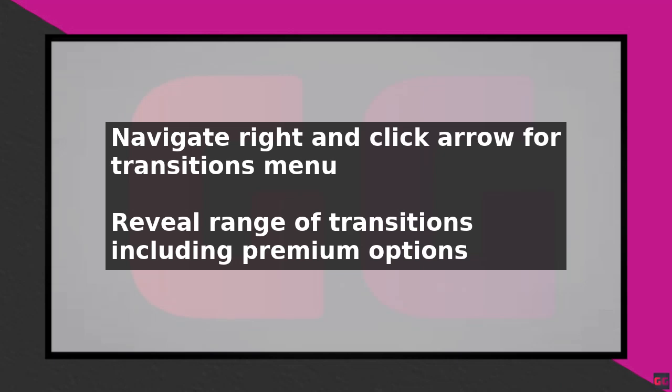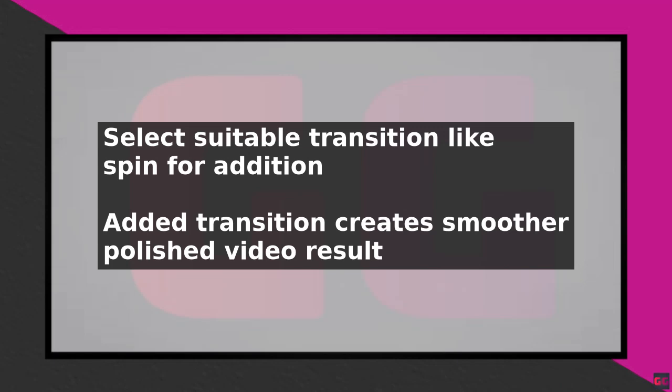With the clips selected, navigate to the right and click the arrow to reveal the Transitions menu. Located at the bottom, this will display a range of transitions to choose from, including both premium and free options. Select a transition that suits your needs, for example, a spin transition. Once selected, the transition will be added to your video.